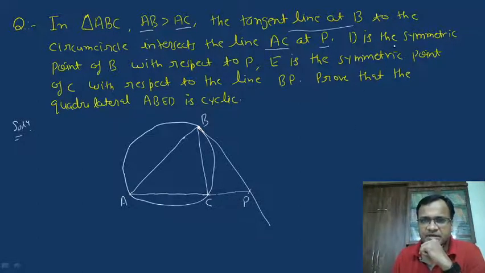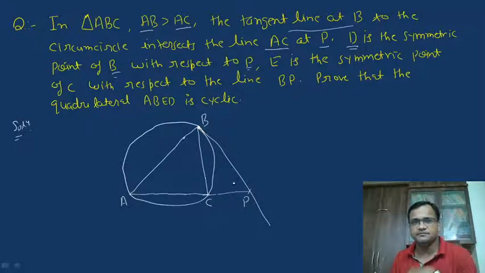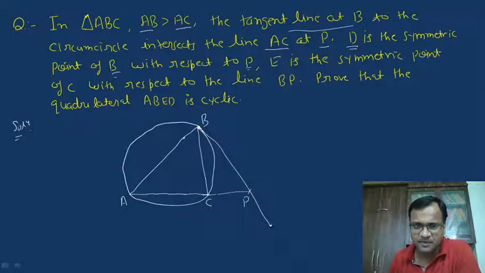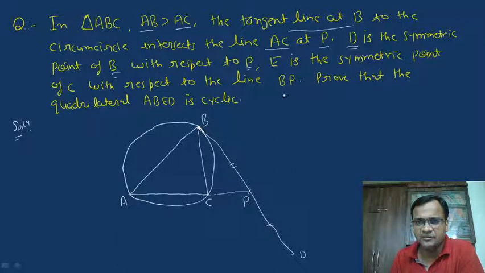Okay, D is the symmetric point of B with respect to P. Note this: D is the symmetric point of B with respect to the point P. If D is the symmetric point of B with respect to P, it means that the line segments BP and PD are of equal length. P is actually the midpoint of line segment BD. It means that BP equals PD.